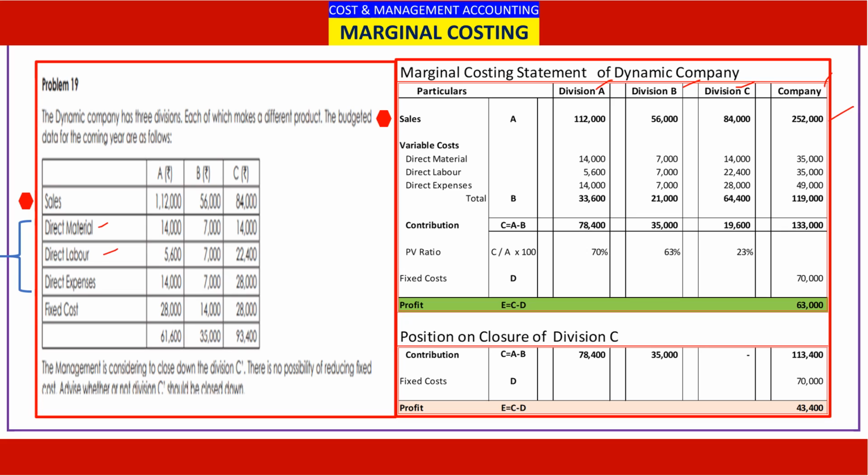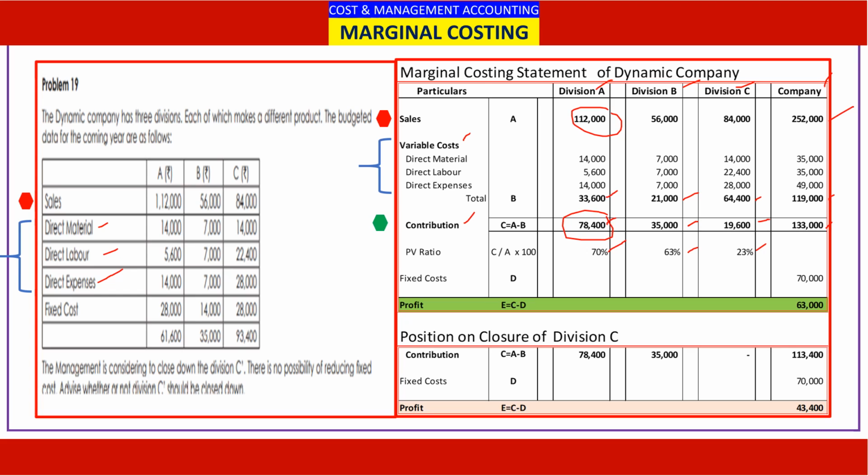Direct material, direct labor and direct expenses are nothing but variable costs. We post all of them in the respective places. Our variable cost is 33,600, 21,000, 64,400 and 1,19,000. Contribution, we know for sure, is sales minus variable cost. We derive contribution and we calculate PV ratio for our satisfaction. What is PV ratio? Contribution divided by sales. 78,400 divided by 1,12,000 is 70%, 63%, 23%.